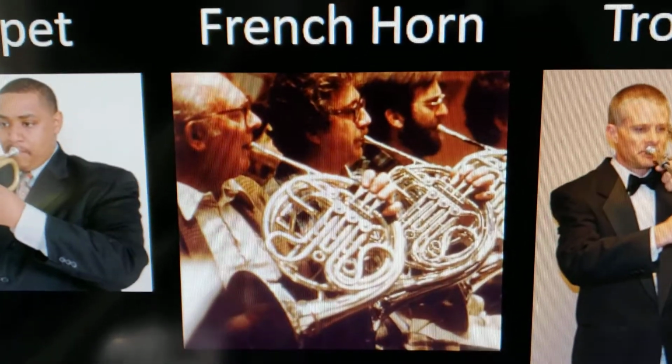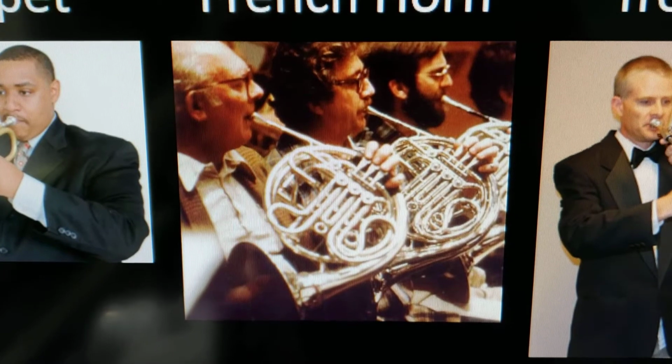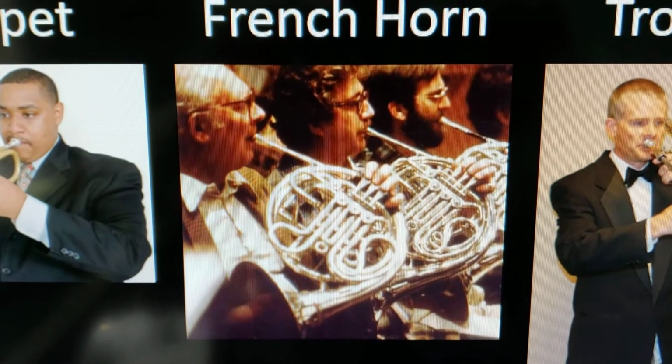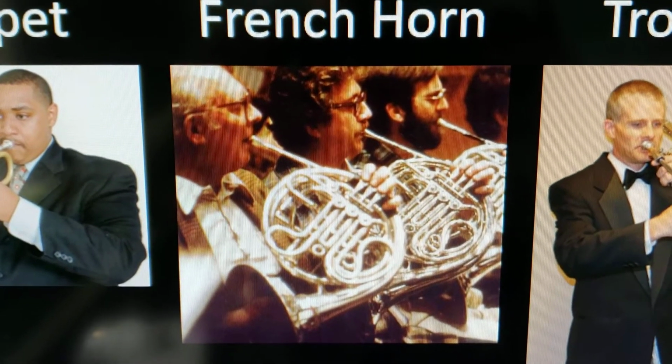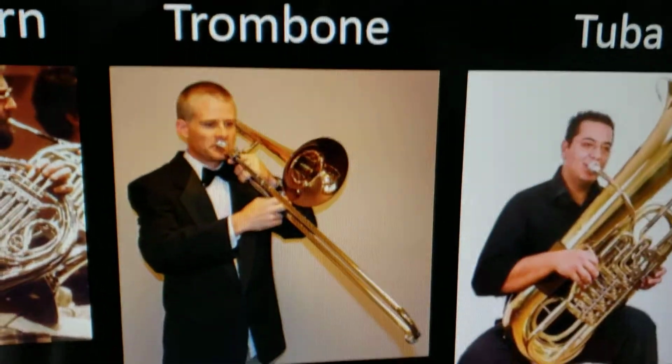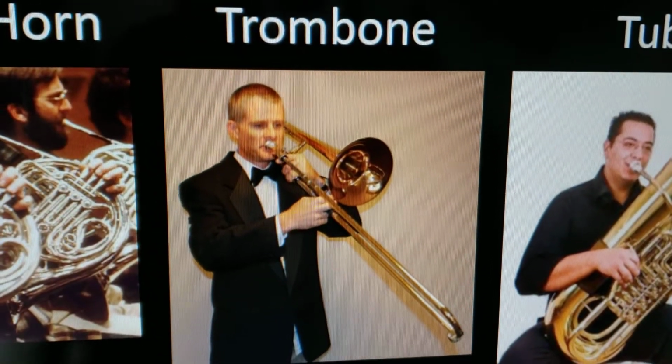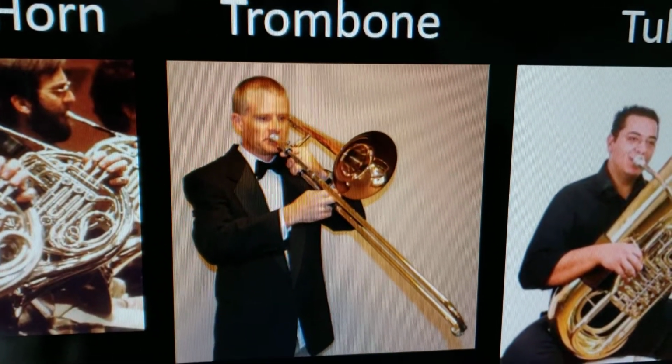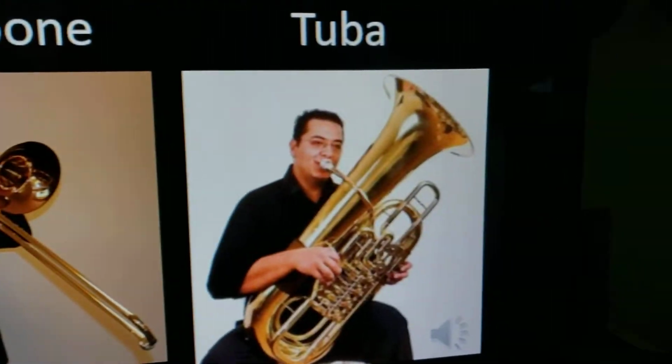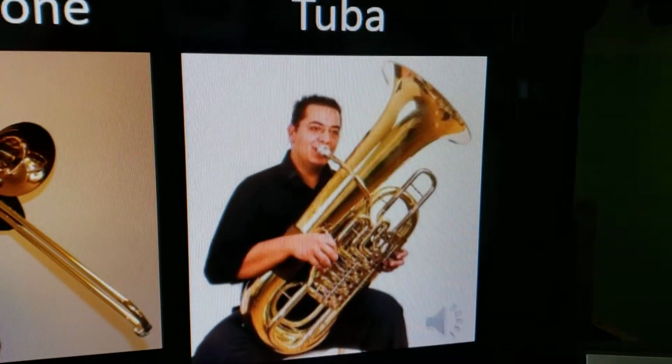The French horn, you notice that the bell points backwards because of the way you have to hold it and the way it's laid out. The trombone has a slide that goes in and out, and that's how you change the notes. And the tuba is the largest of the brass instruments.